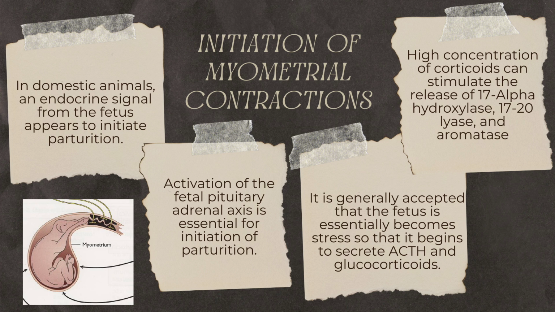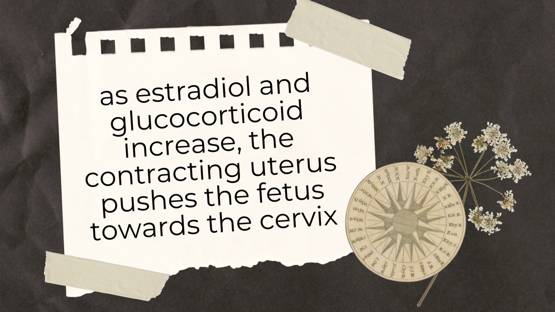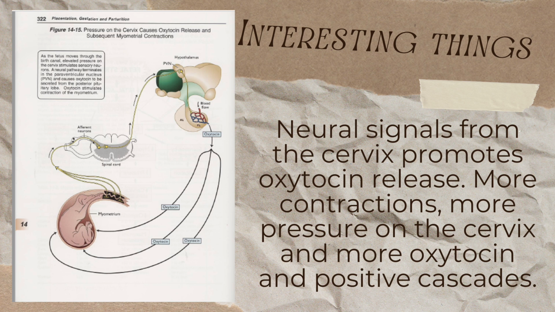In some species, such as mares, rabbits, pigs, and humans, the hormone relaxin, which is produced by the ovary and/or placenta, acts to soften cervical tissues and allow pelvic ligament stretch to aid parturition. As estradiol and glucocorticoid increase, the contracting uterus pushes the fetus towards the cervix. Neural signals from the cervix promote oxytocin release. More contractions, more pressure on the cervix, and more oxytocin make a positive cascade. As the fetus enters the cervical canal, the first stage of parturition is complete.